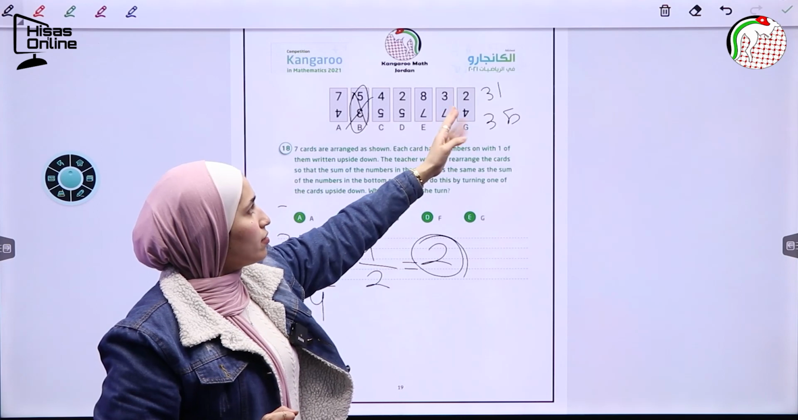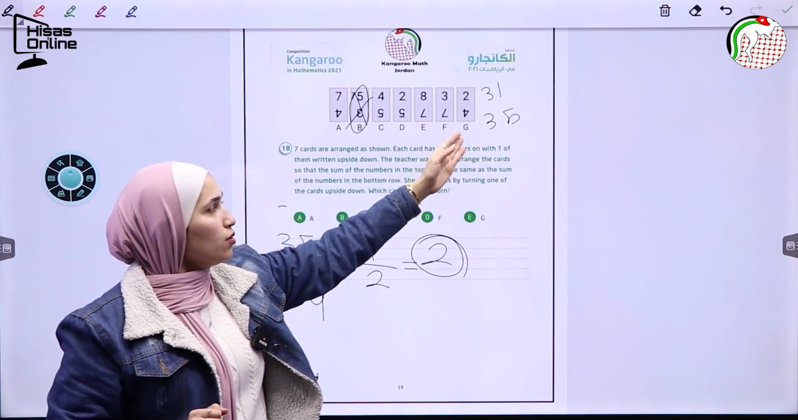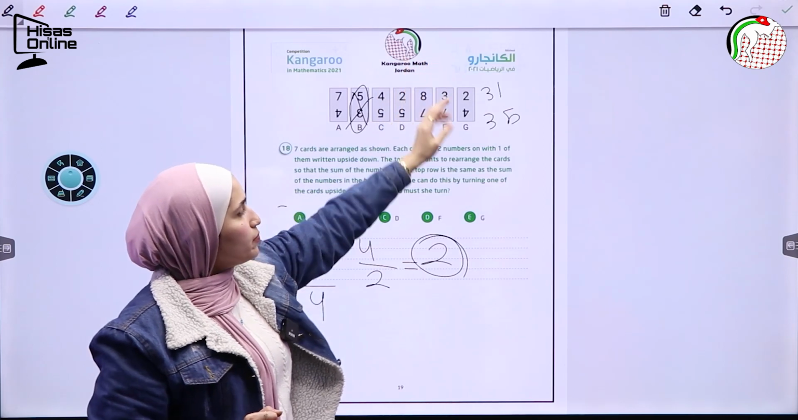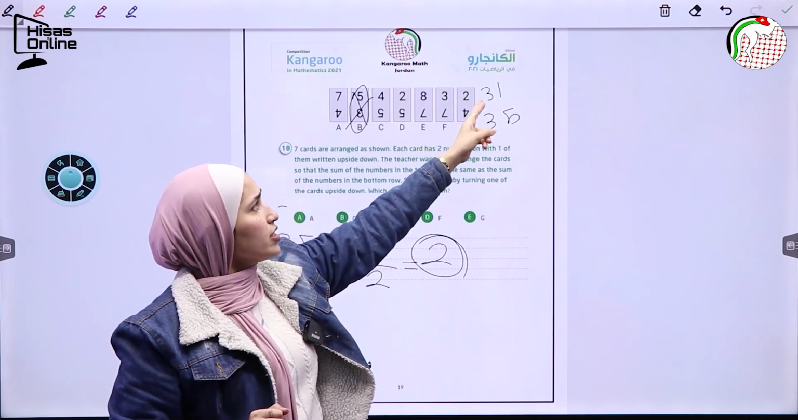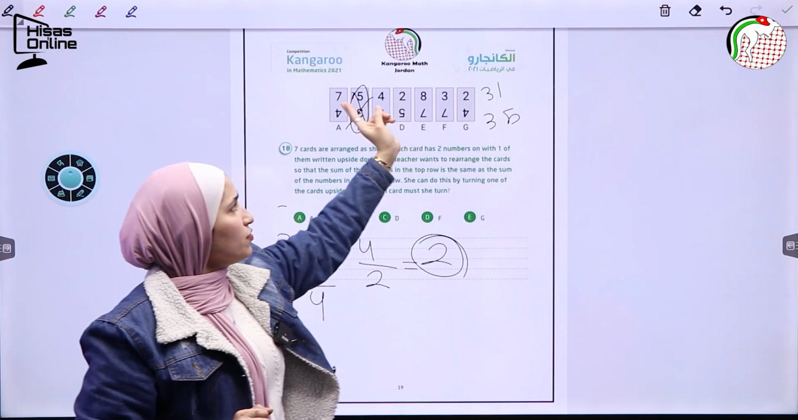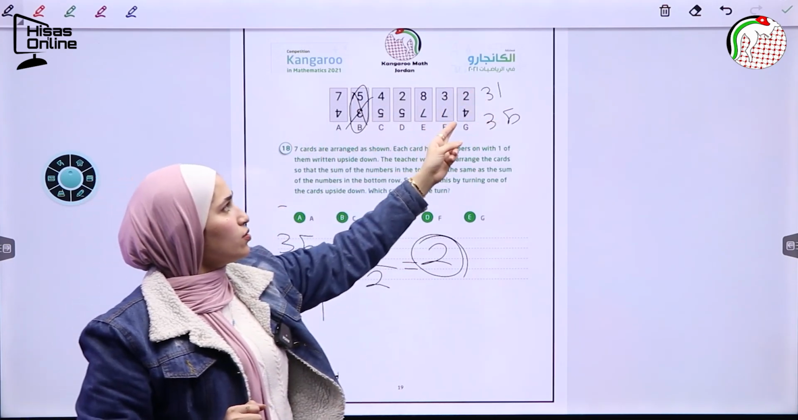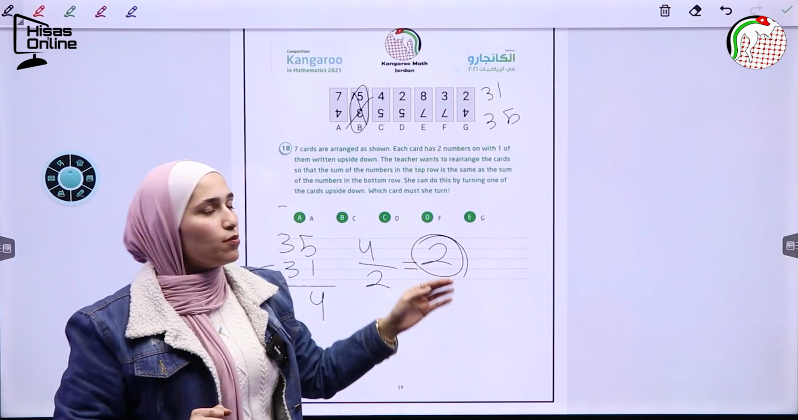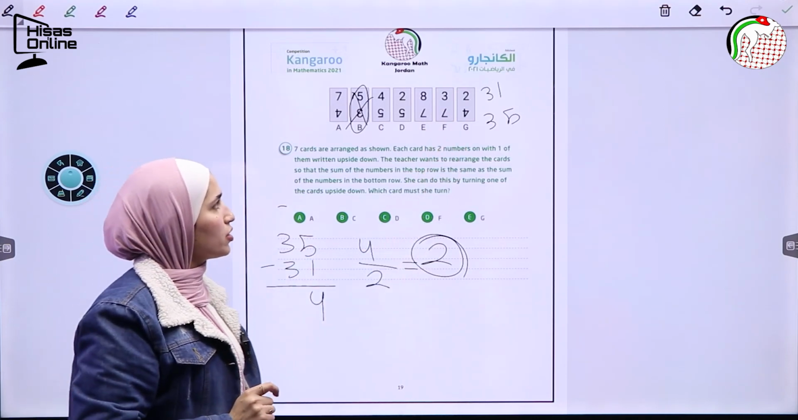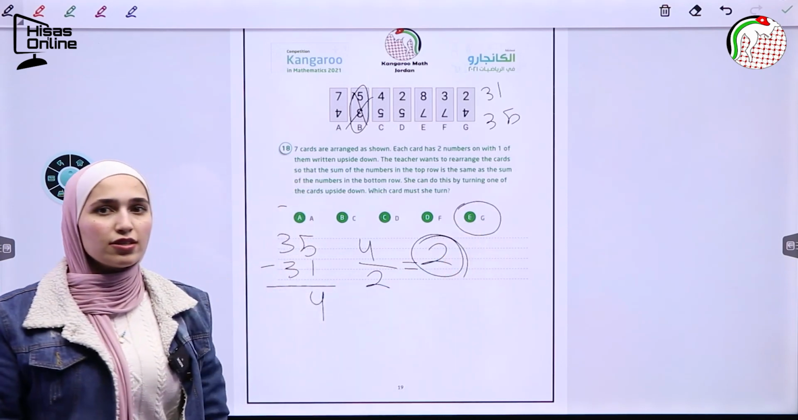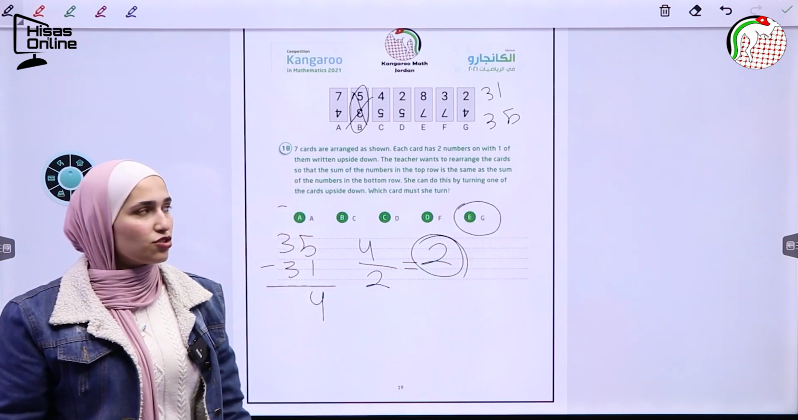So yeah, here, 4 is in the second row, and after flipping it or turning it up, the 4 will increase the sum of the first row by 2 and decrease the value of the second row by 2. So the answer is E. The card that she should turn is G.